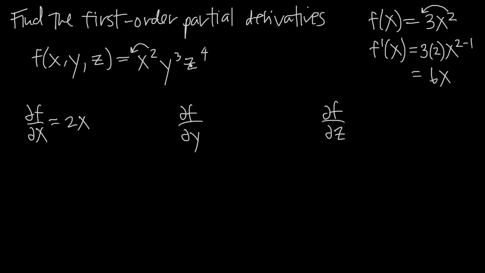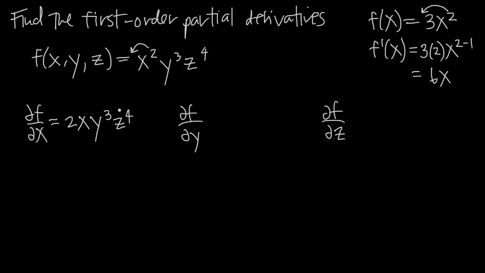And then this y cubed z to the fourth, that's like the constant coefficient 3. Well, notice here that the 3 just stayed in the derivative. It was multiplied out in front. It got incorporated into this constant coefficient here, so it doesn't go away. So we're going to go ahead and leave the y cubed z to the fourth.